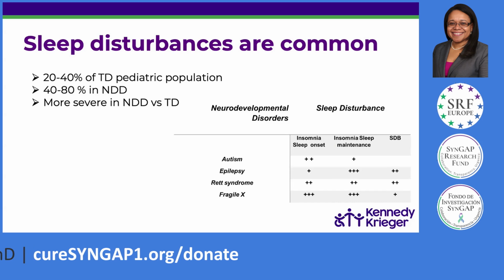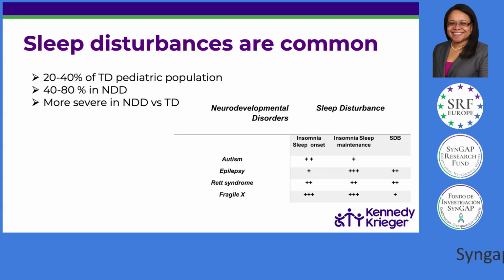There are several ways that sleep problems can manifest in kiddos, certainly with insomnia. So it might be sleep onset or sleep maintenance insomnia, but it could also be sleep disordered breathing. In individuals with epilepsy and the genetic disorders of Rett and Fragile X, we see a combination of insomnia and sleep disordered breathing. And in those with autism, there tends to be more insomnia.